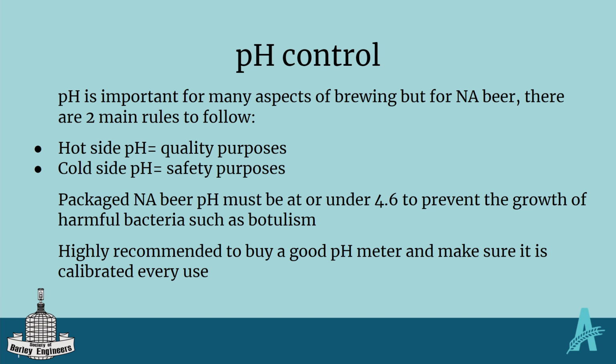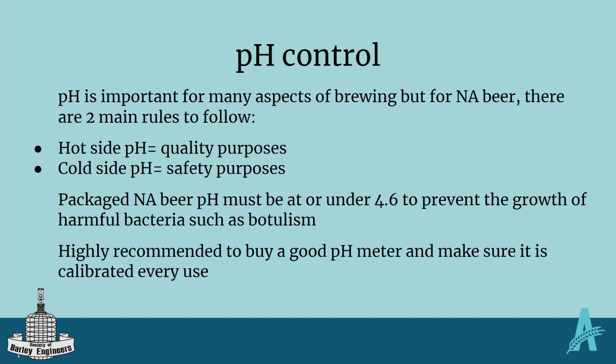Once you're past fermentation, you're into the cold side of things, where you're going into your secondary, your drying, your packaging, everything like that, and then it becomes a safety thing. At least with NA beer. With regular beer, you're golden. Whatever your pH is, it's fine. With NA beer, if you're over 4.6, you can actually grow botulism in your package. My great grandpa used to tell me about people getting botulism. I haven't heard about that in my lifetime.